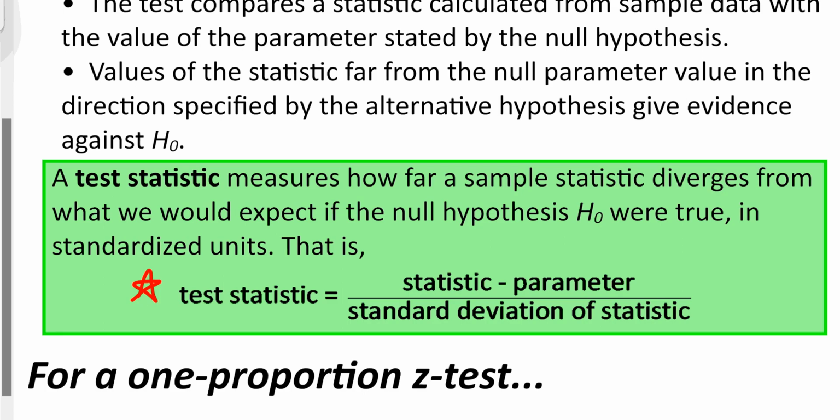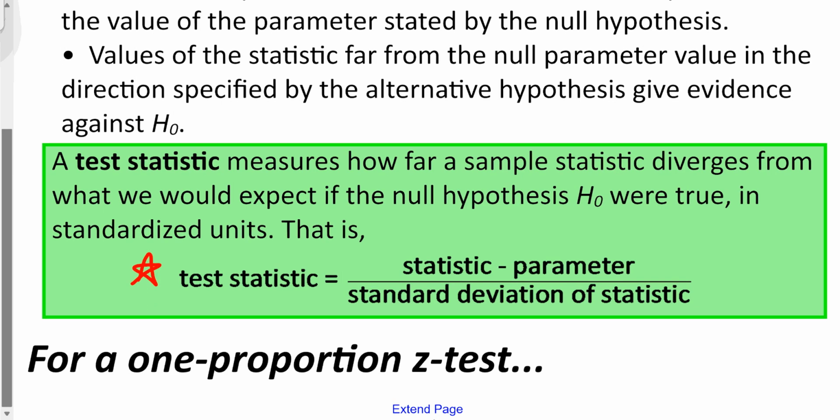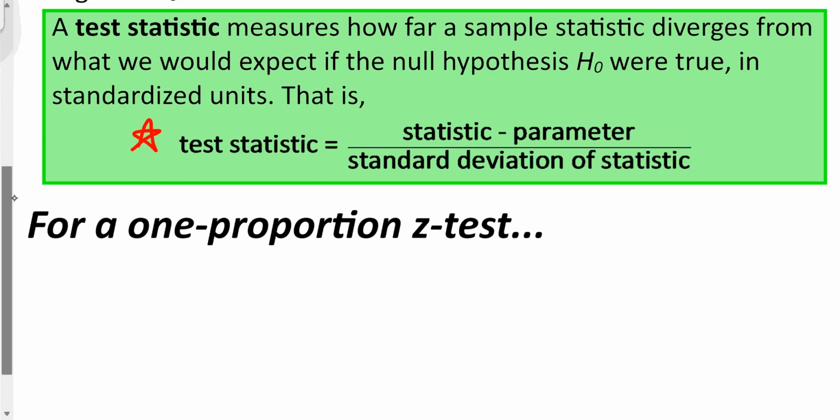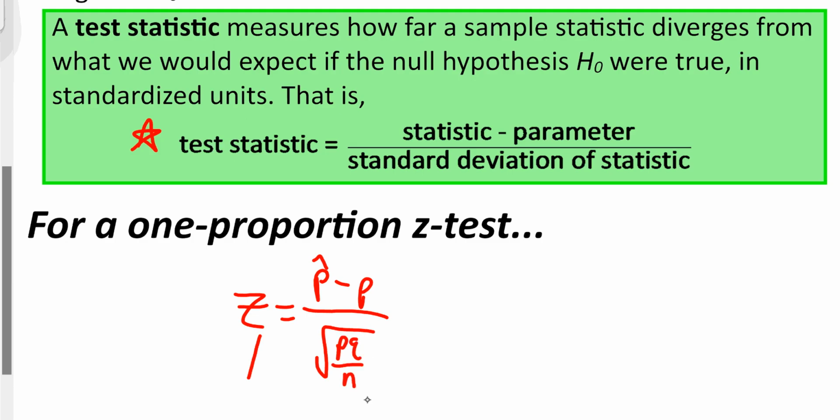Specifically for one proportion z-tests, we're dealing with proportions, and those things we just reviewed. So to find our test statistic, which is going to be a z, it's going to be p hat minus p divided by, and I wrote this before, the square root of pq over n. And we're going to use the p and the q from our null hypothesis. Okay? So we'll talk about that in a second here.